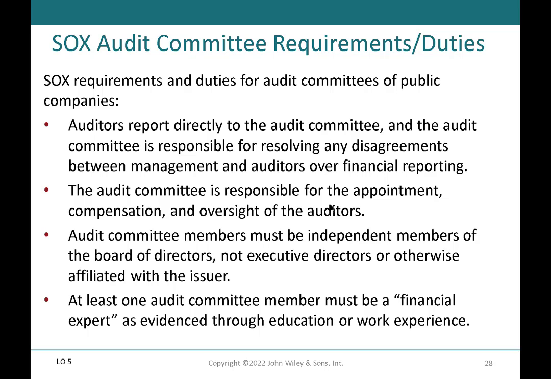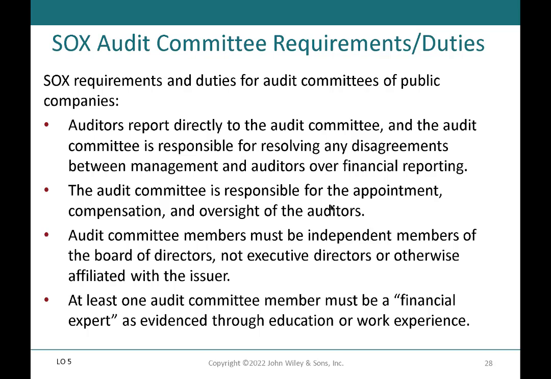So this audit committee within the company basically interviews CPA firms to figure out which one's the best fit. They have oversight for the compensation of the outside auditors. So these auditors report directly to this audit committee. And if there's any issues between management and auditors over financial reporting, this audit committee is kind of like the mediator between the two parties.